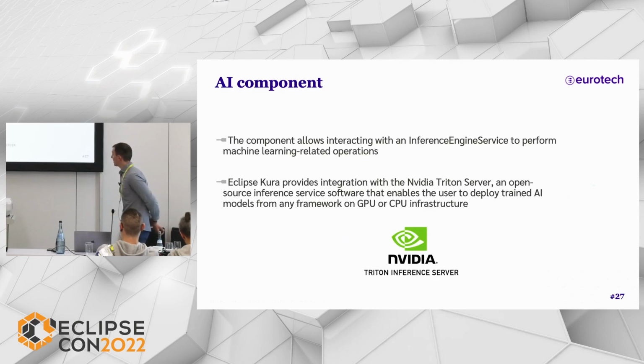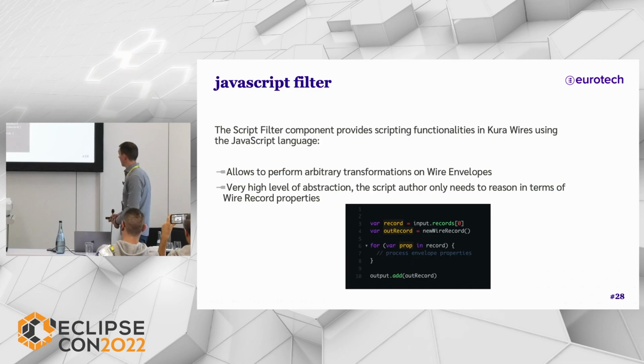So the AI component has been added recently in the latest Kura release, and it allows you to integrate with a so-called inference engine service, which is a library or a server that performs edge AI. And the component allows you to send the data to it, which will do some inference, some machine learning, get the result back, and have it available on the wires.